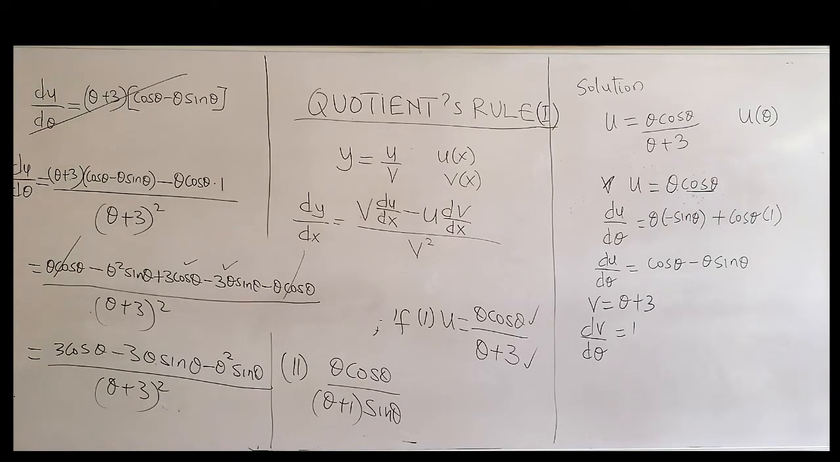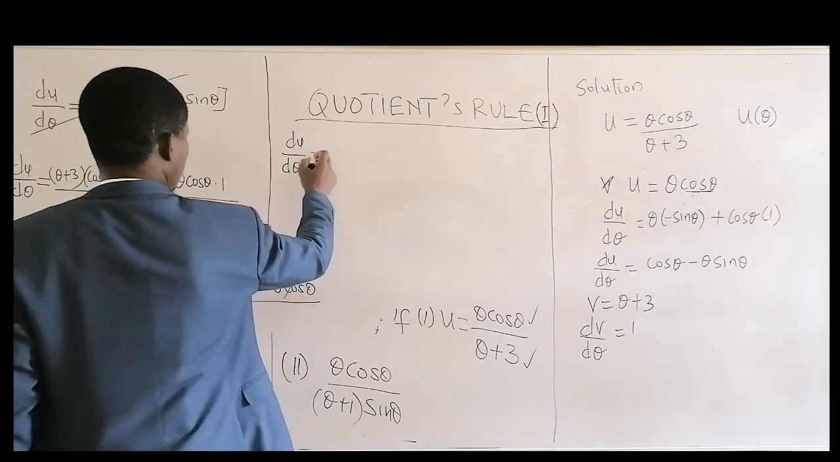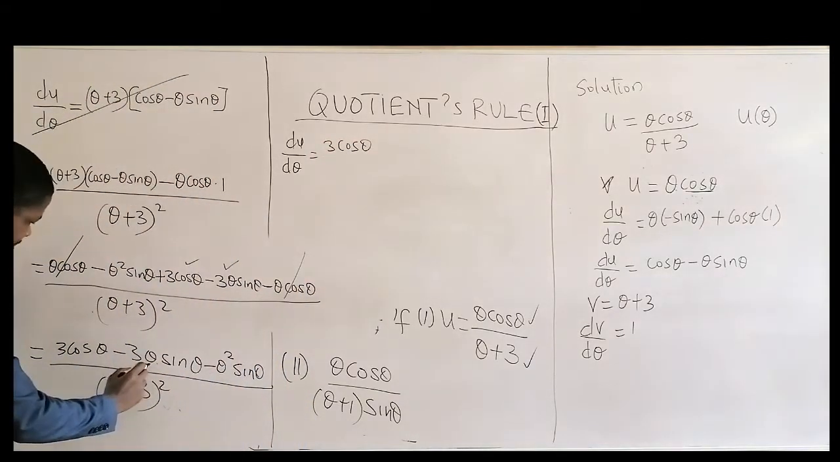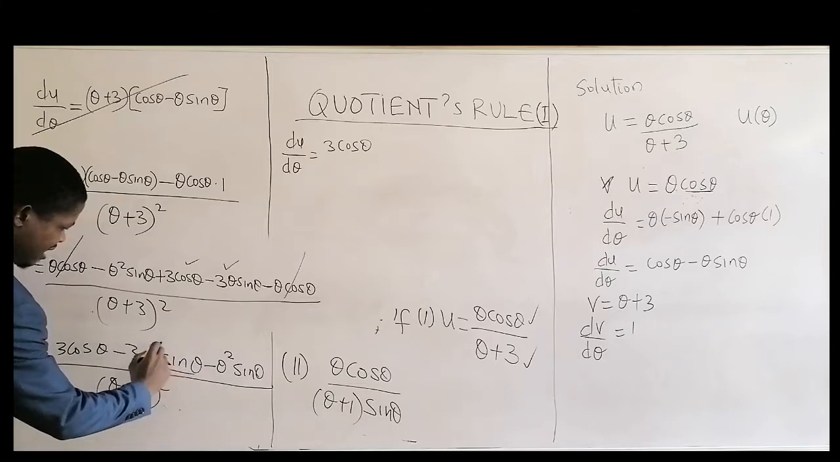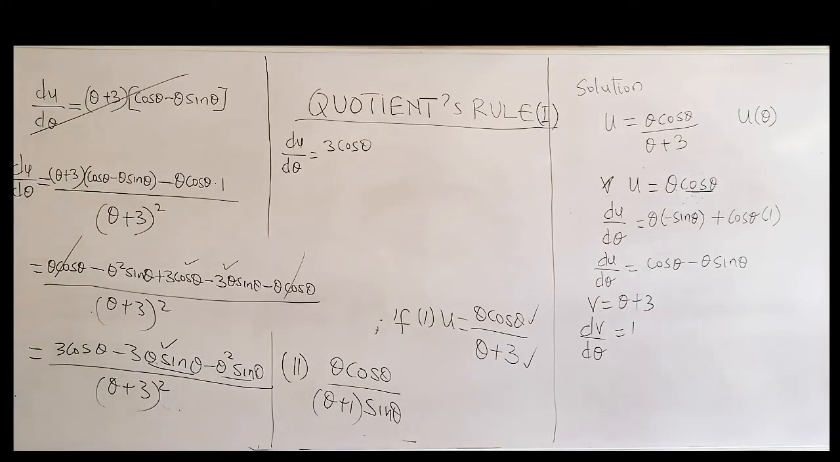What can we do? Something is common, and we can do justice to that. We can do one more step for that. The u d theta, let's just do the arrangement, equal to 3 cos theta. Check it. There is theta cos theta here, theta cos theta is also here too. So we can do that.